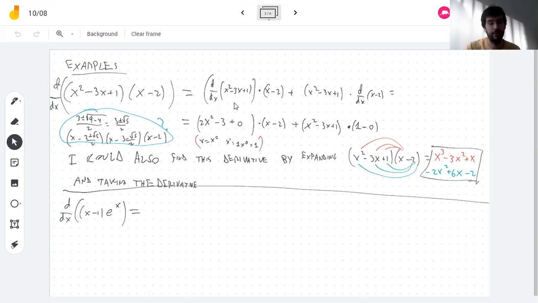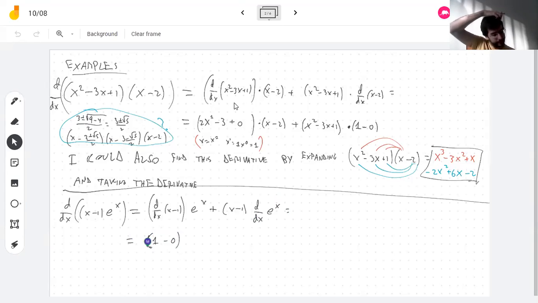So this function is a product. What I'm supposed to do is take one derivative times the other, and be careful: if you don't use brackets, it might not be clear what you're supposed to take the derivative of, and then another derivative of the other. Derivatives of polynomials you're going to do in your head very fast. The derivative of x is one, the derivative of a constant is zero, so that is one times e to the x, and here I have x minus one times the derivative of e to the x, which is e to the x.